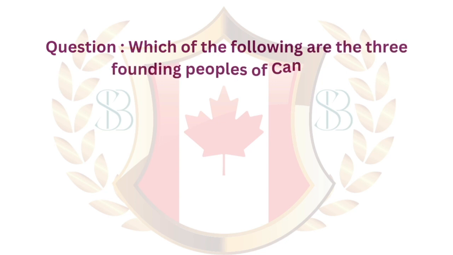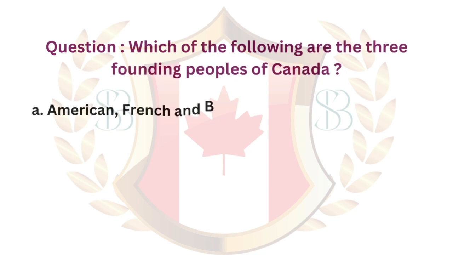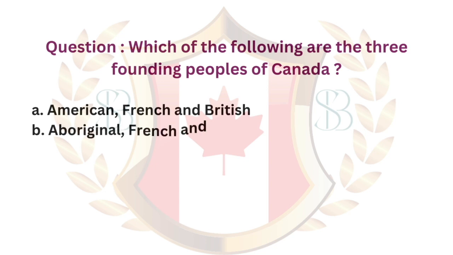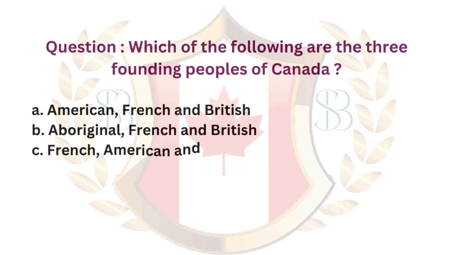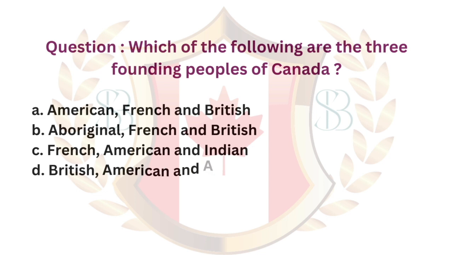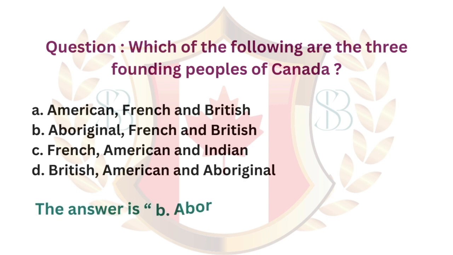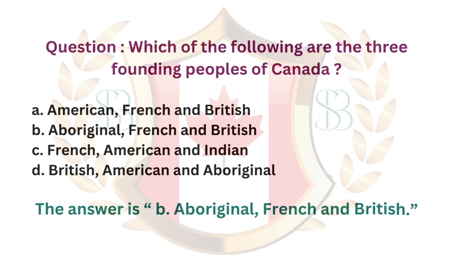Question. Which of the following are the 3 founding peoples of Canada? A. American, French and British. B. Aboriginal, French and British. C. French, American and Indian. D. British, American and Aboriginal. The answer is B. Aboriginal, French and British.